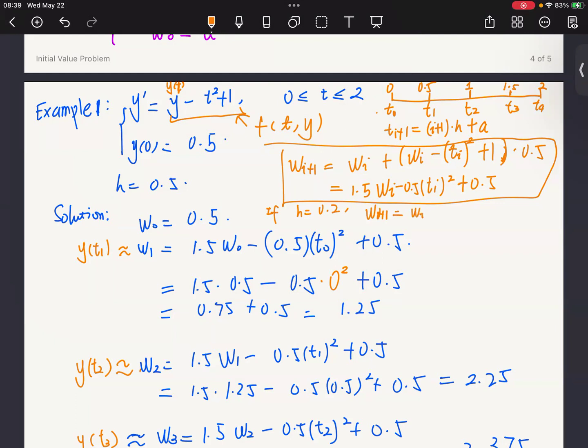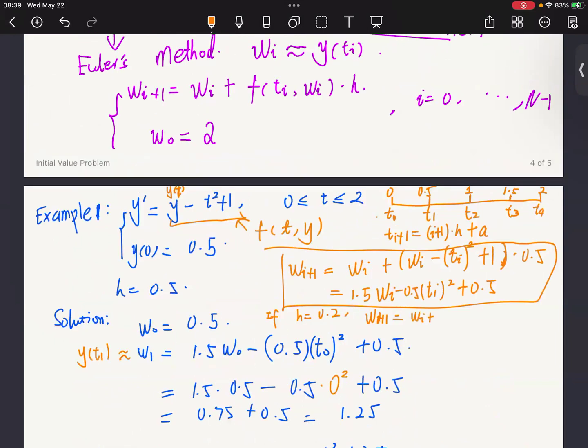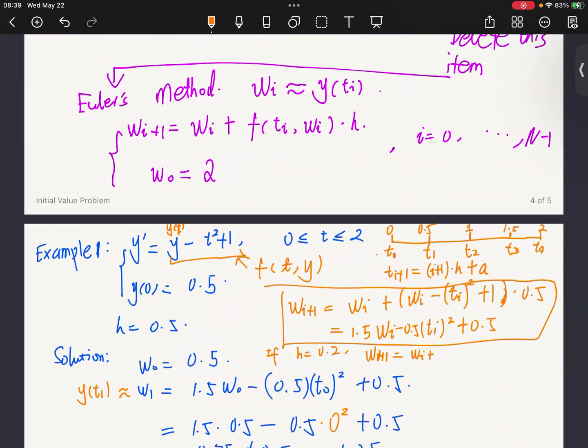W_{i+1} is just w_i plus h times the f function. On the right-hand side, this is the f function evaluated at t_i and w_i, which is w_i minus t_i squared plus 1. For the y(t_i) on the right-hand side, you just change it to be w_i. So this is the same: w_i minus t_i squared plus 1. And that is the thing here.